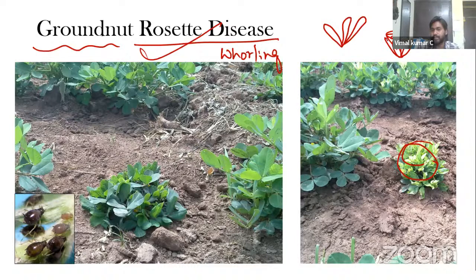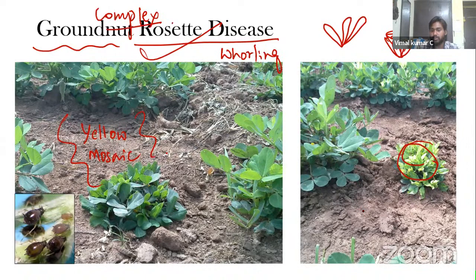In this there are three different types. One is yellow rosette disease, and another one is green mosaic. Like that, there are many differences. Usually this is caused by a complex virus. It is not a single virus infecting the crop, it is a complex virus.